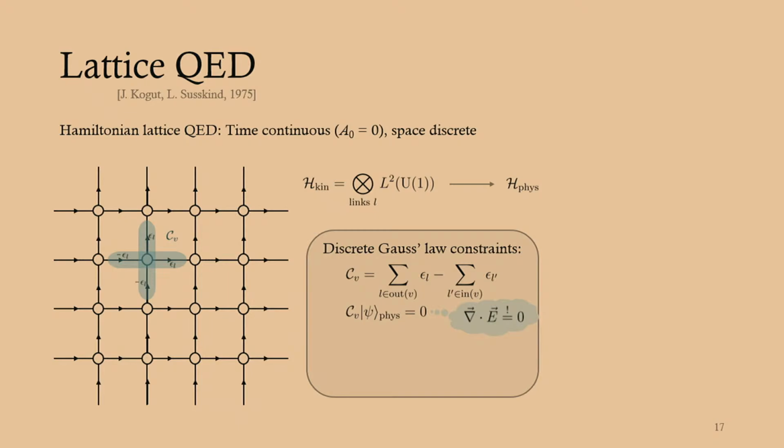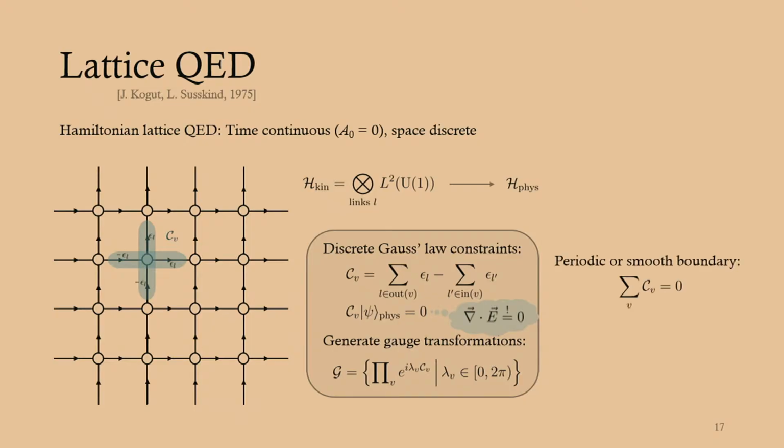And the set of these constraints now generate my gauge transformations, which can be written as products of exponentials of these constraints. Now, in the future, I will assume that we have either periodic or smooth boundary conditions, which just means that every link is always connected to two vertices. So if I sum over all of my constraints, every link will be attached to one vertex into which it goes and one from which it comes out of. So all of the constraints sum up to 0, which means, as a consequence, that we can see this group of gauge transformations as a representation of U(1)^{N_V - 1}, where N_V is the total number of vertices I have on my lattice.